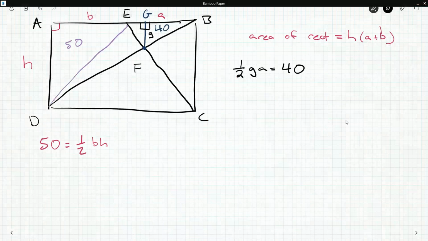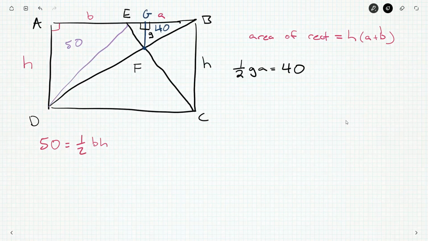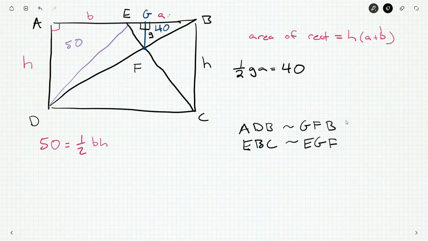Well, actually, this BC is also H. So if I were to call this X and this A minus X, I know that, actually, I'm not going to introduce even more variables. Let's just go based on similar triangles. ADB is similar to GFB, and EBC is similar to EGF. So two of those have H's. I think I'm onto something. I'm just having trouble working it out.